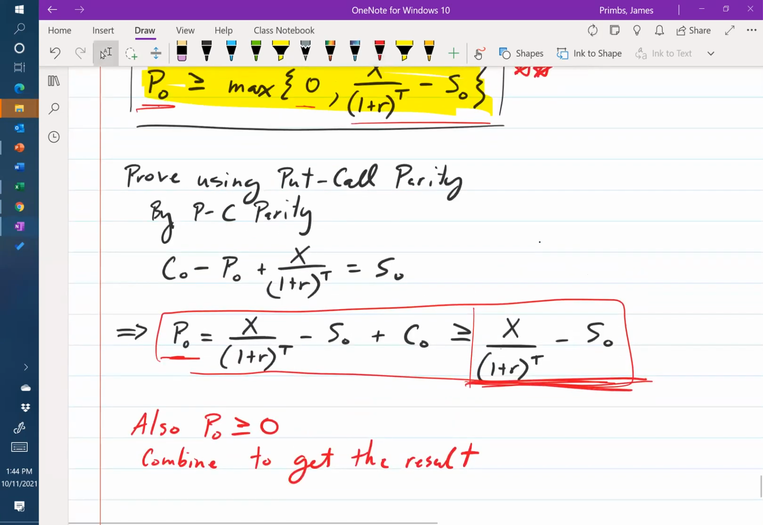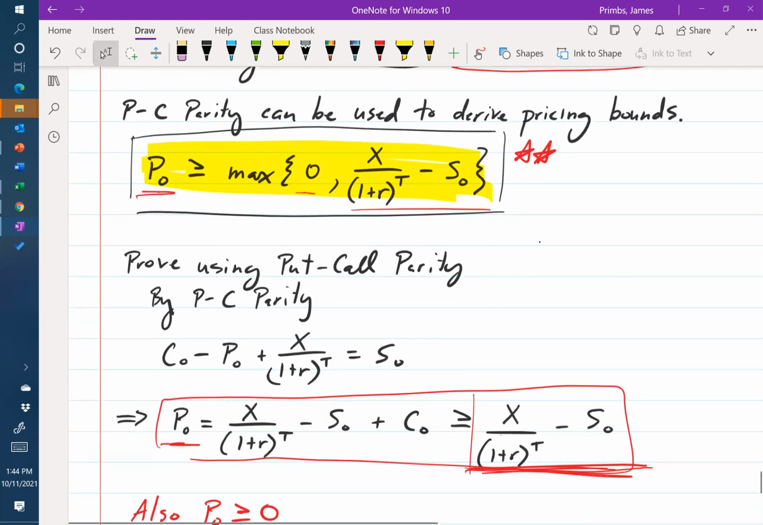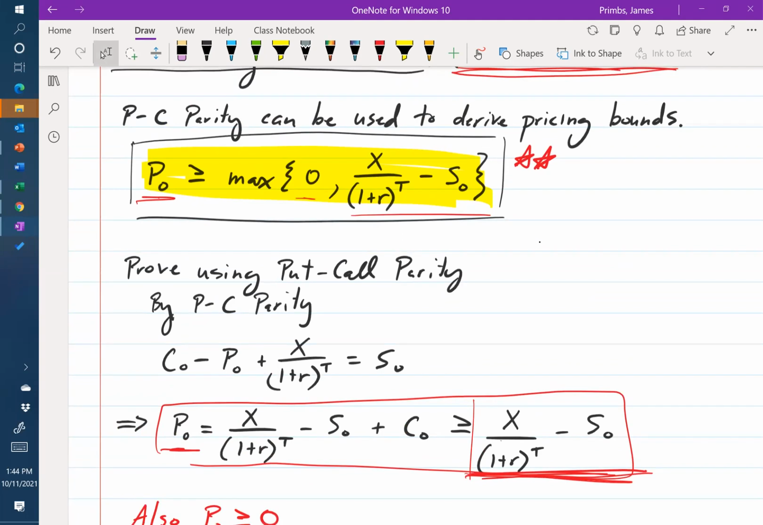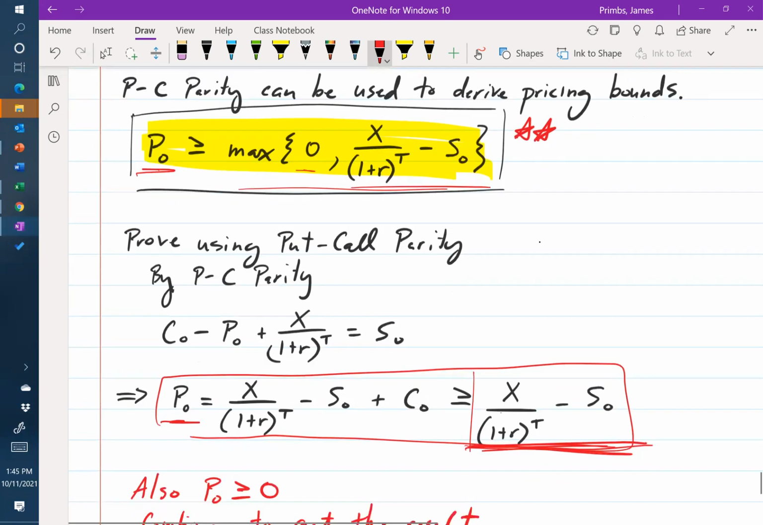Okay. Did I do some examples on this one? I didn't have some examples on this one, but if you have the formula and they ask you, they don't tell you now what the call is worth. They just tell you a put. What is the lowest it could ever be worth? You calculate this formula and it tells you, oh, the put is never going to be worth less than that. Okay, so it's a lower bound on the value of a put.